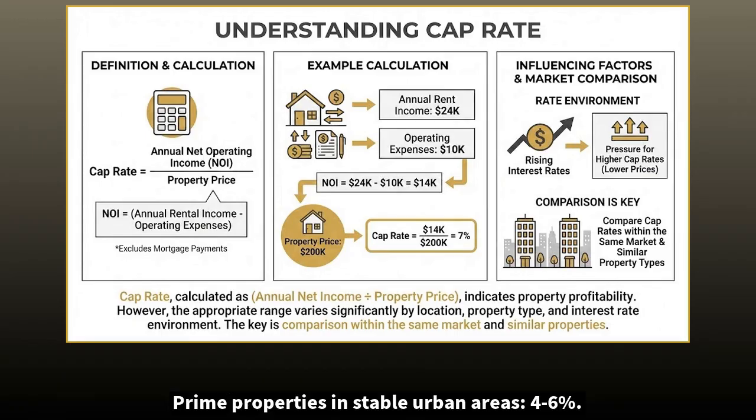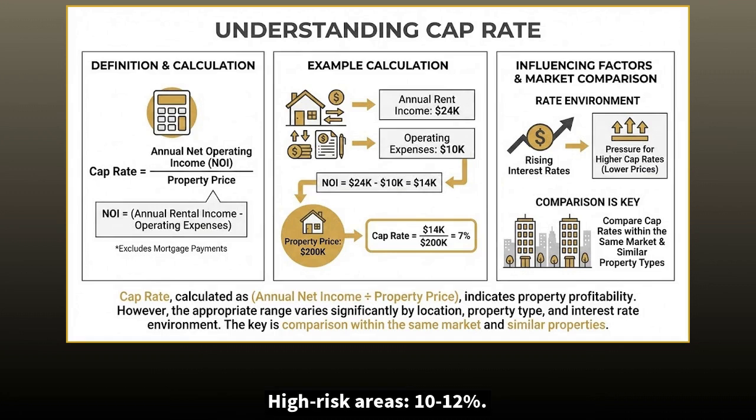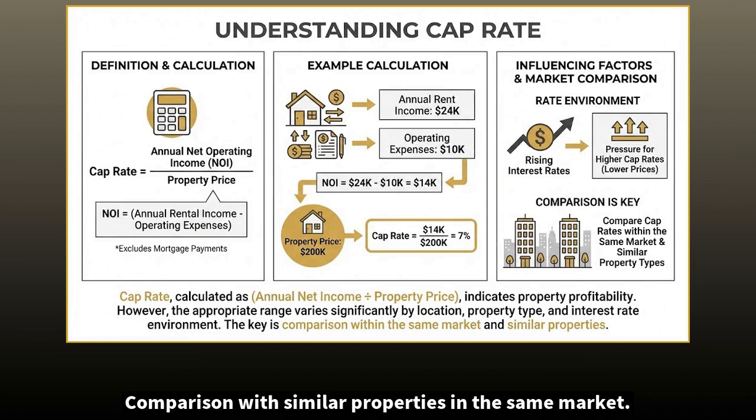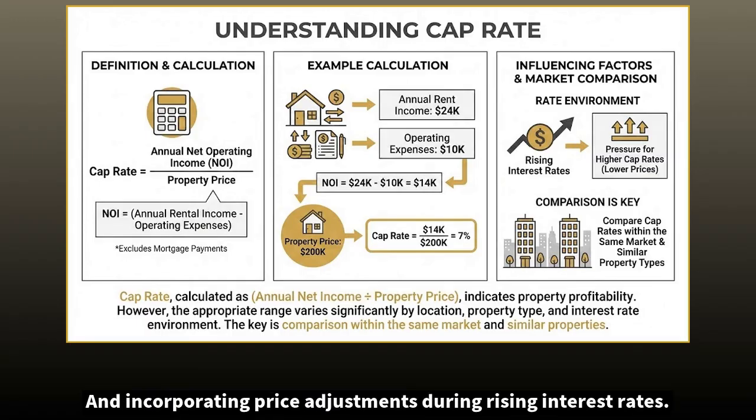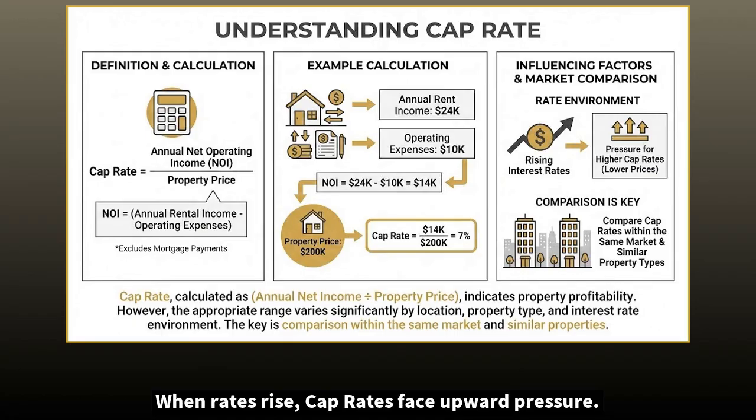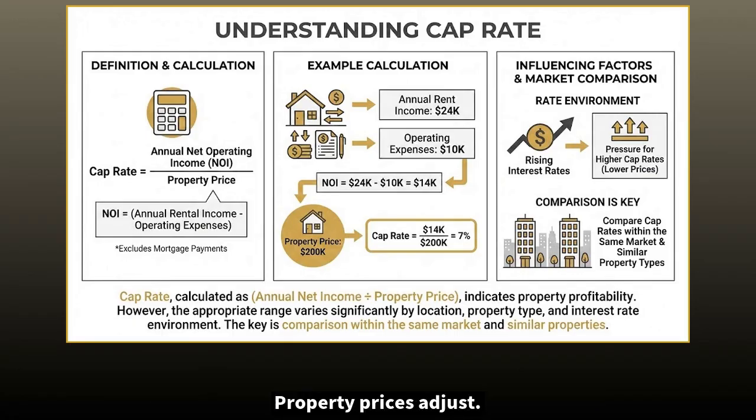Prime properties in stable urban areas, 4 to 6%. High-risk areas, 10 to 12%. What matters? Comparison with similar properties in the same market, and incorporating price adjustments during rising interest rates. When rates rise, cap rates face upward pressure. Property prices adjust. Understand this dynamic.